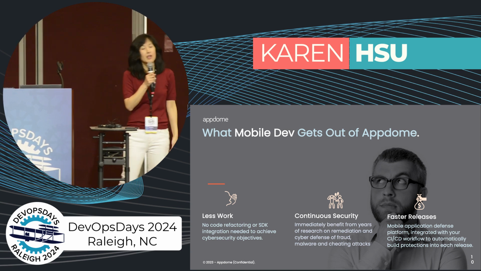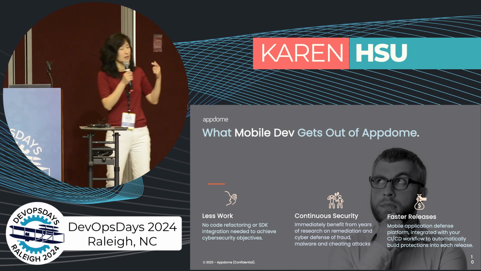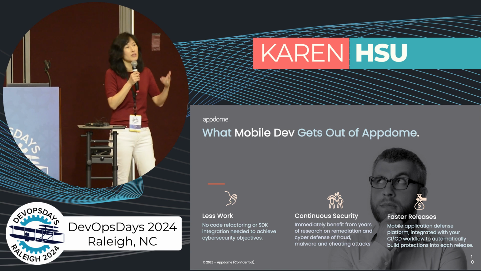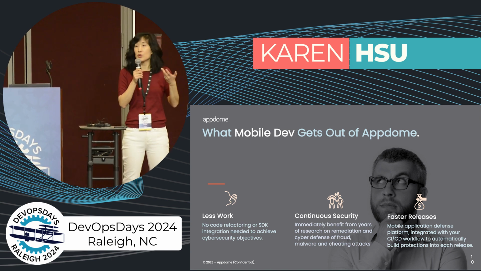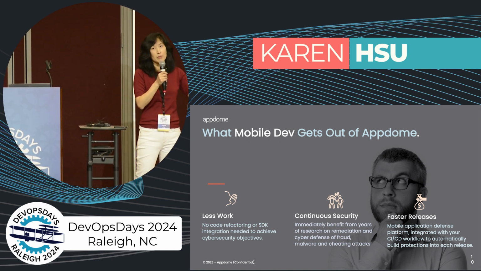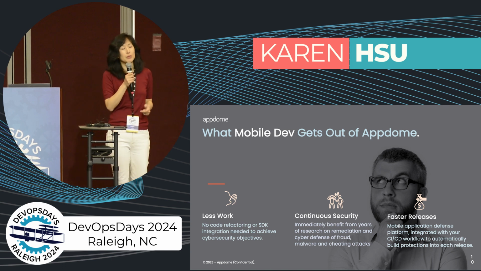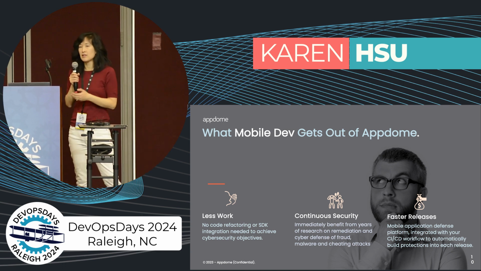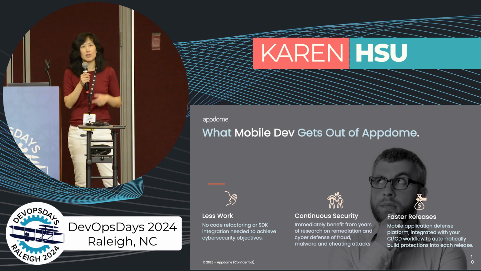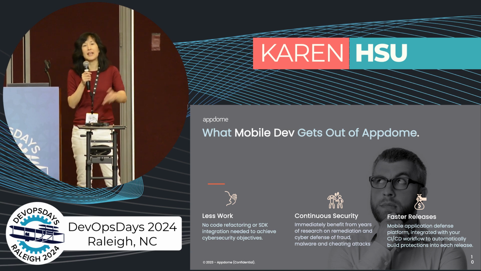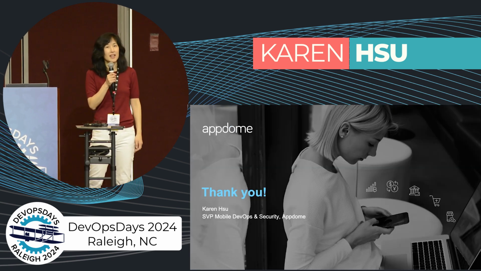protecting that app again. So mobile dev, what do you get out of this? Basically less work. You don't have to code. You don't have to use SDKs. You have continuous security, so not just in the development process, but throughout deployment. And then you have faster releases, and you're out to market faster, and you make your customers happy with the new features and the security that they need.